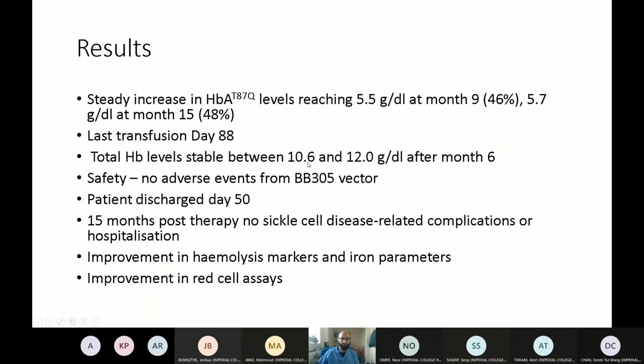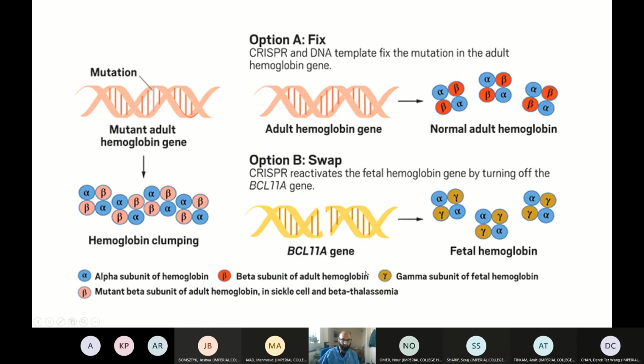So that shows good reconstitution of hematopoiesis. And there were no major adverse events. This is looking at this patient in particular, but also from other studies that have been done using the same vector. The patient was discharged at day 50, and 15 months post-therapy, he had no sickle cell disease-related complications or hospitalization. So you can see this has actually transformed his life, from someone having sickle cell disease to not having sickle cell disease. And we can see an improvement in his biochemical markers as well.